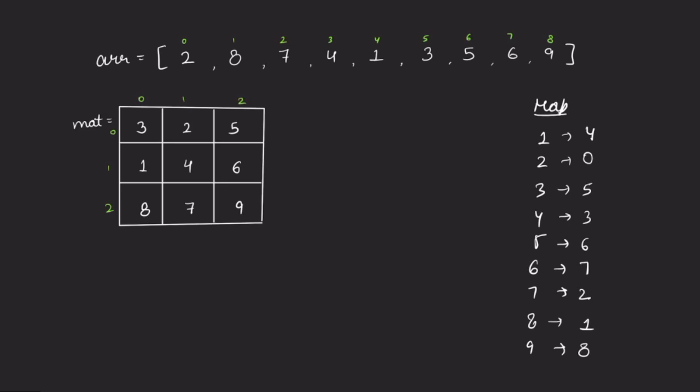Now what you can simply do is that first you can check for the first row. So you have 3, 2 and 5.